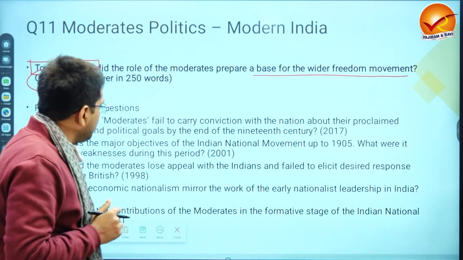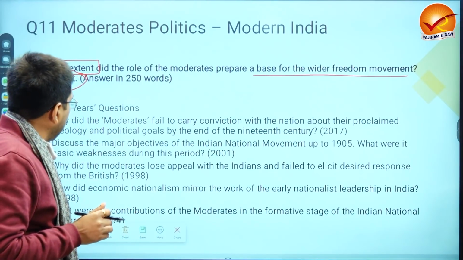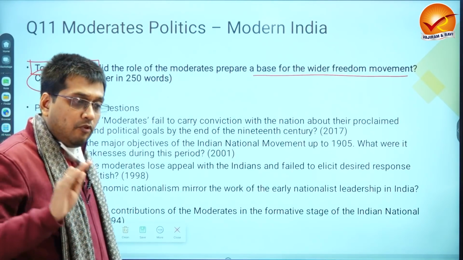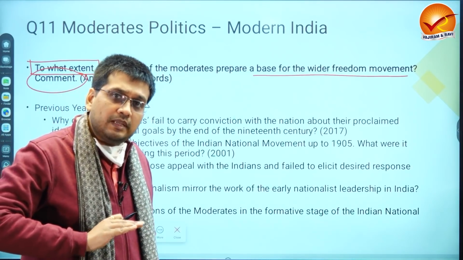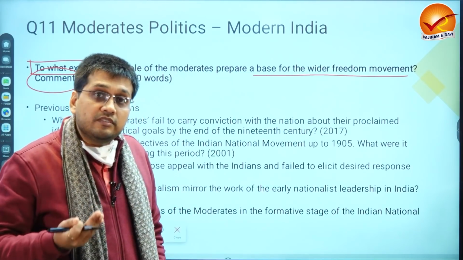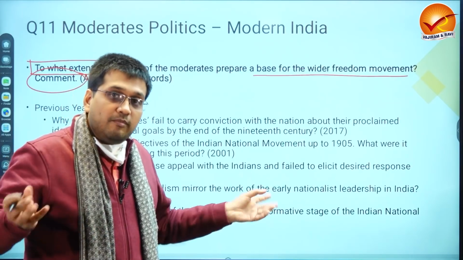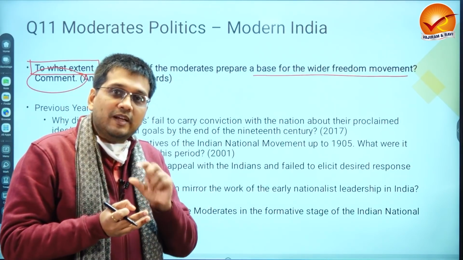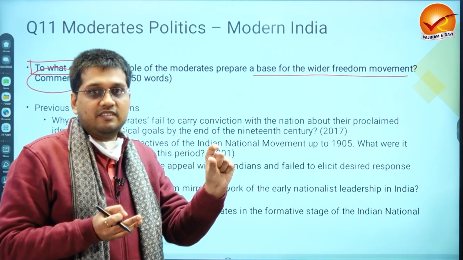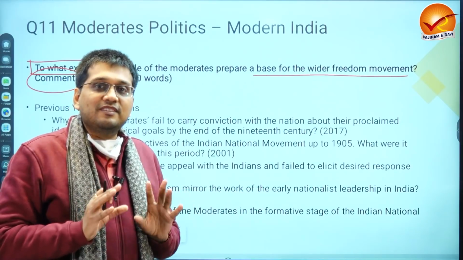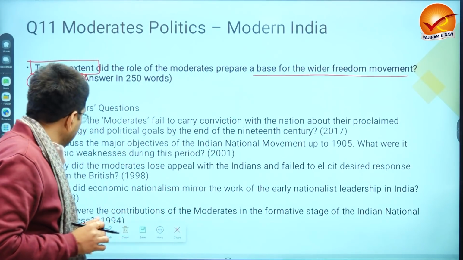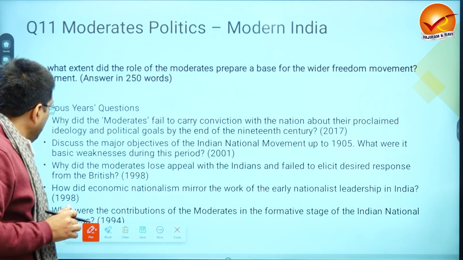If you see the previous questions, they have asked questions from both sides: the positives of moderate contribution in some years, or the limitations of the contributions in other years. For the first time UPSC has combined both sides, positive and negative, by asking to what extent and comment. So you have two questions inside one question. Let us move on and see how to approach the answer.